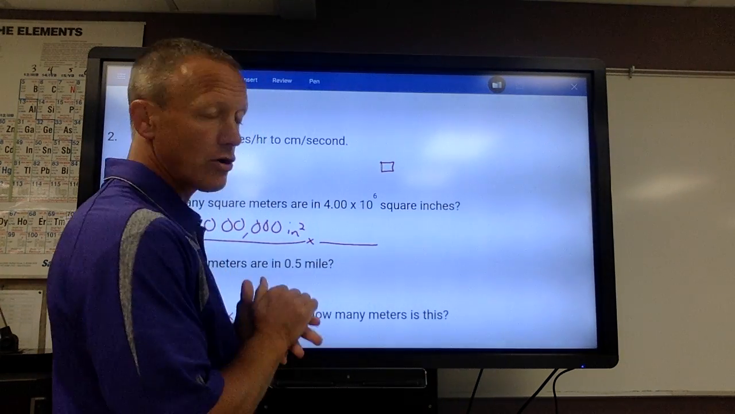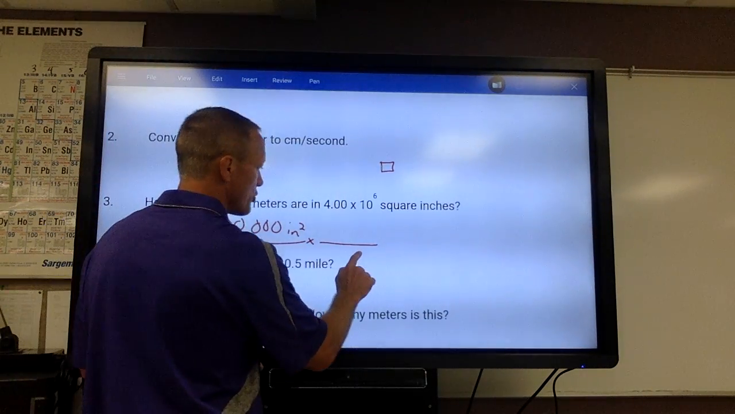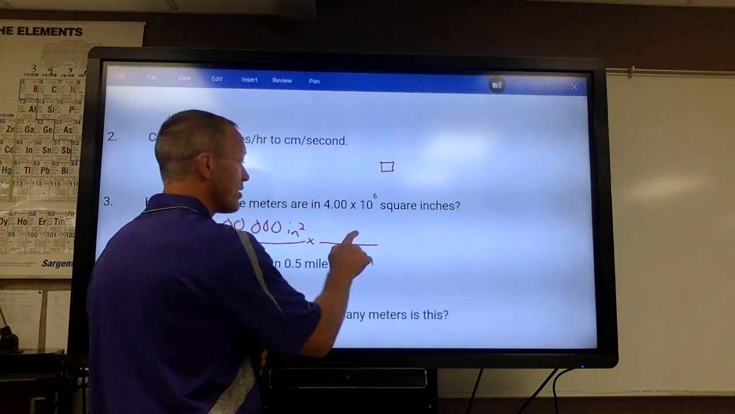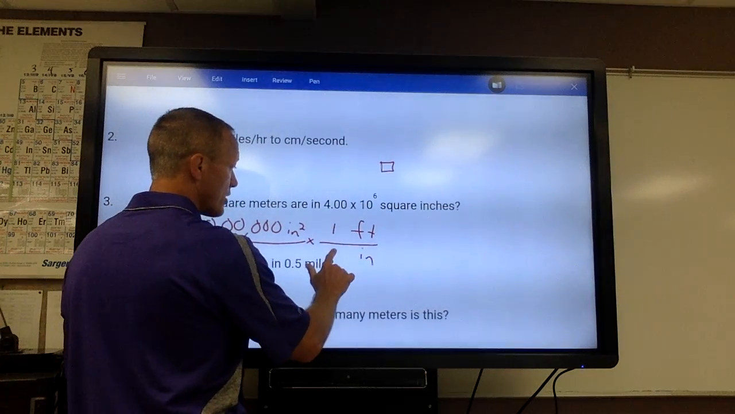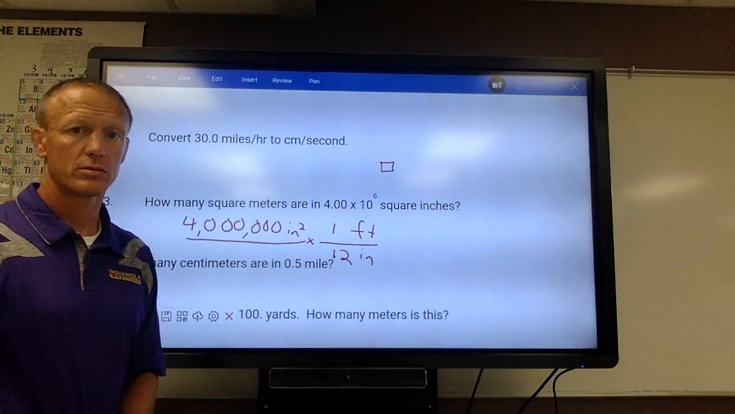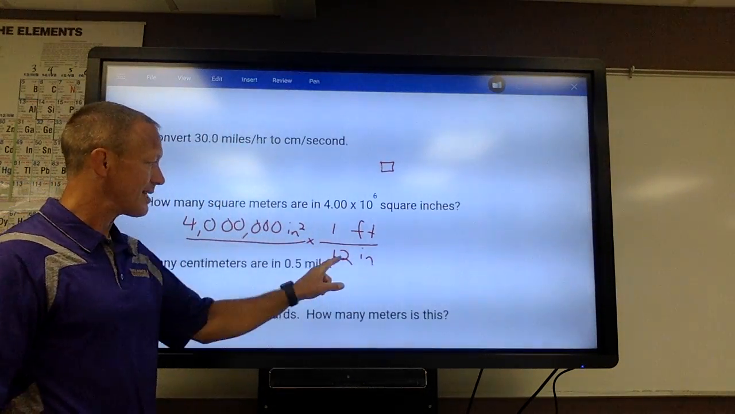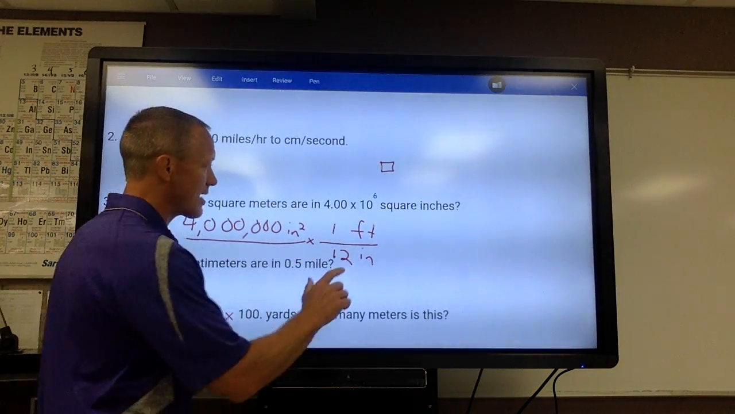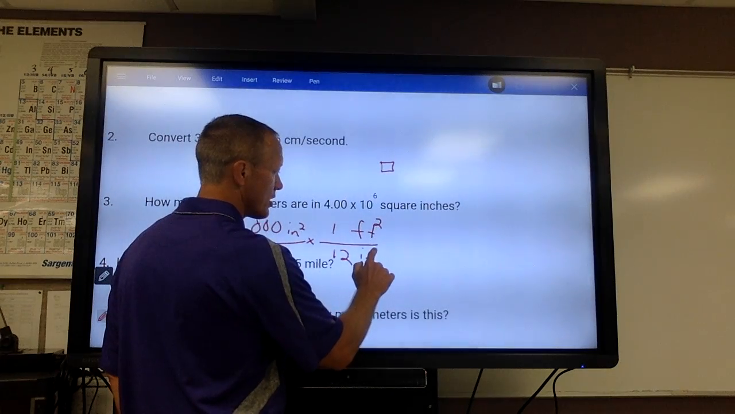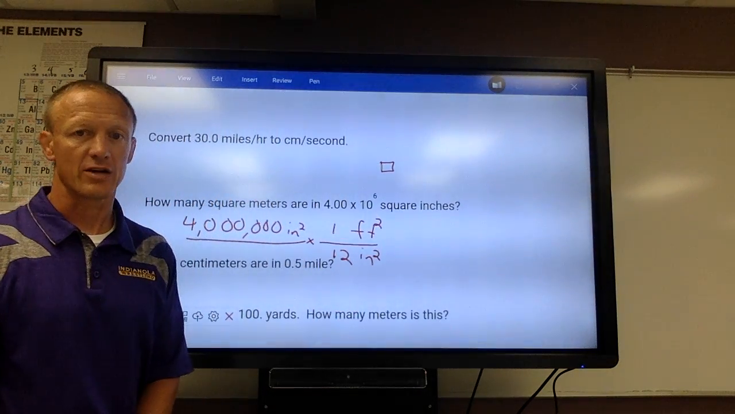So let's start this off. We could go inches to centimeters, inches to feet. Let's go inches to feet. And we know that a foot is 12 inches long. But these are distances, and that is an area. I cannot just say a square foot is 12 square inches, because that is not true.